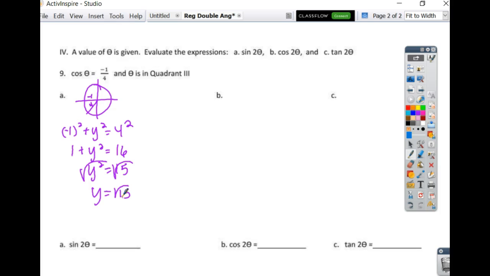All right, so it's asking in A, I want the sine of 2 theta. So the sine of 2 theta is 2 times the sine of theta times the cosine of theta, right? It's written on your paper. So the sine is going to be the square root of 15 over 4. The cosine, they've given, negative 1/4.